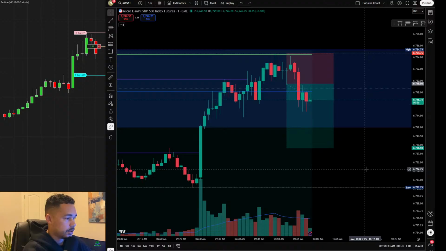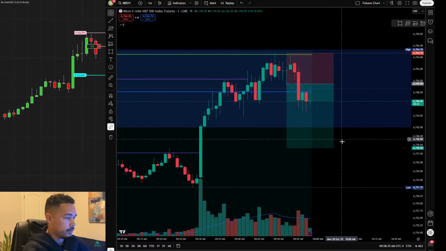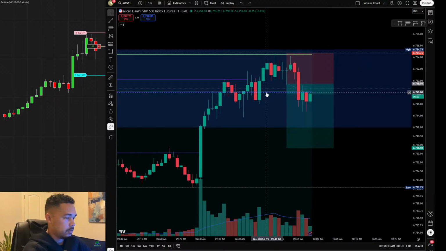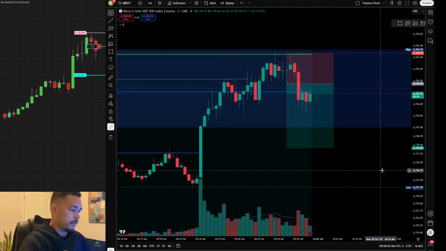Okay, that was a good rejection. Let's see if we can get some follow through now. Currently at 67.47, hovering around the blue point of control area on the volume profile.